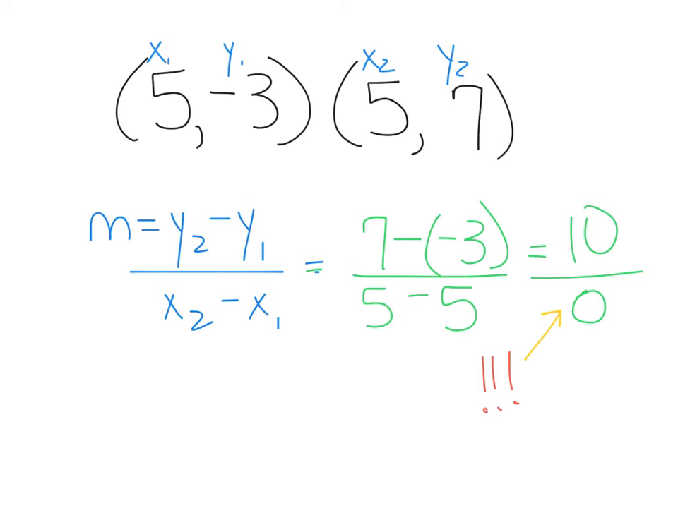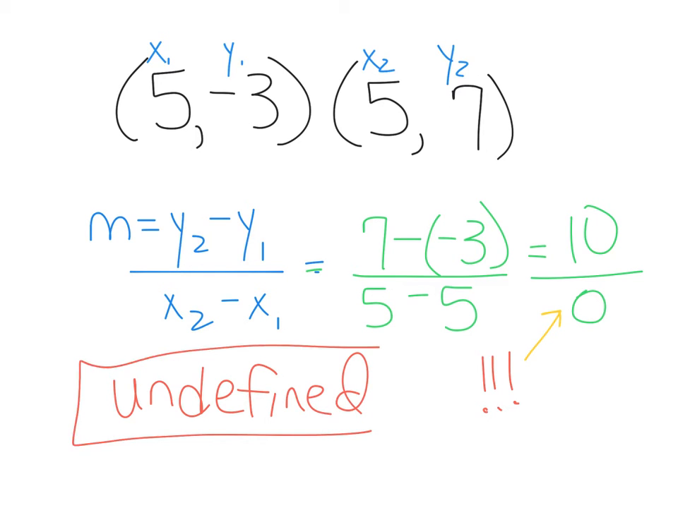The slope here is what we call undefined. There's an undefined slope, because this right here on a graph represents a vertical line. So the undefined slope represents a vertical line on a graph. So again, when you see 0 in your denominator, that's always an undefined slope, no questions asked.